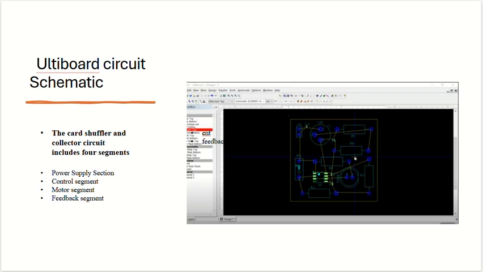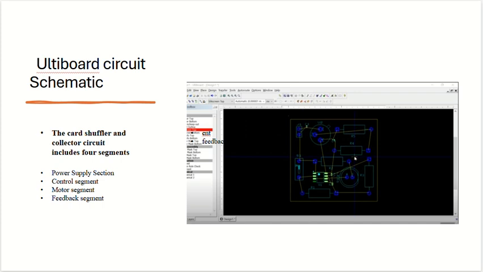The second one is the control section, which is managed by the microcontroller. It controls motor operation by sending PWM signals for speed and direction. It also receives input from sensors, position sensors, and limit switches to adjust the motor movement during shuffling and dealing or collecting cards, ensuring synchronized timing.